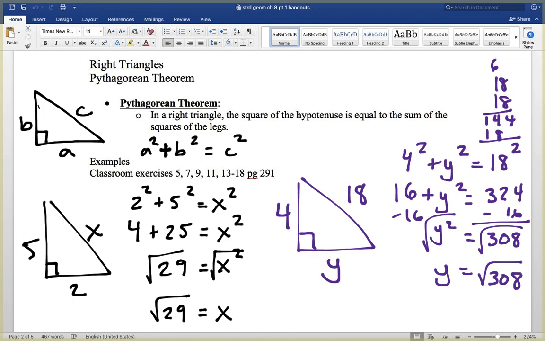And that's all I want to show you about the Pythagorean theorem today. Tomorrow in class, we're going to explore this idea some more.